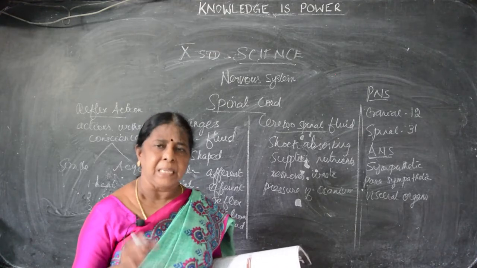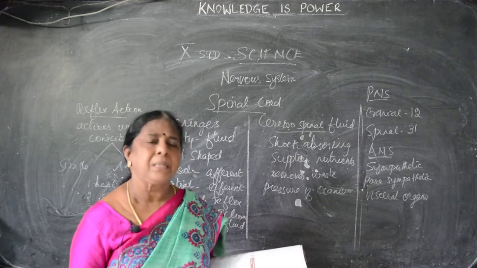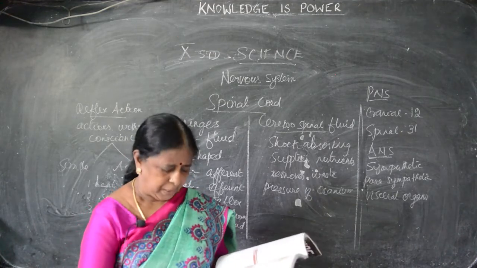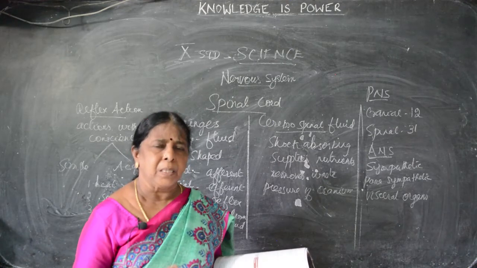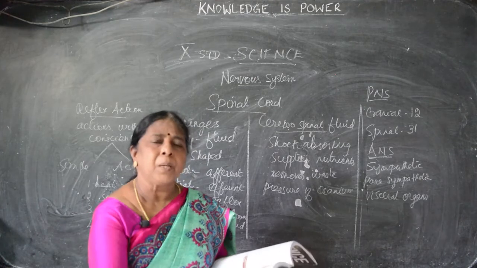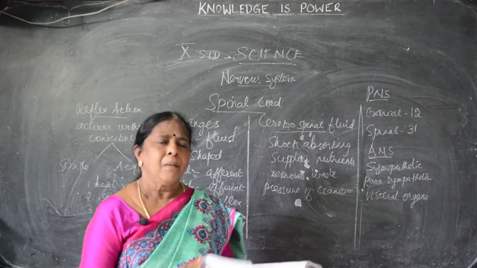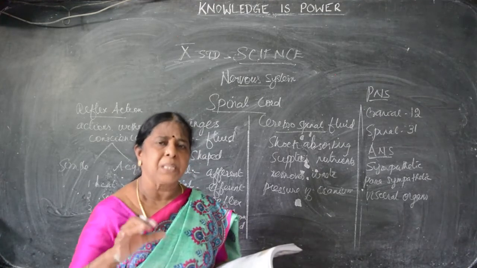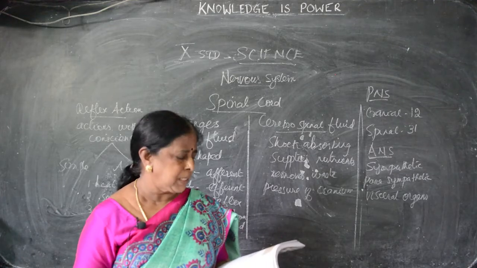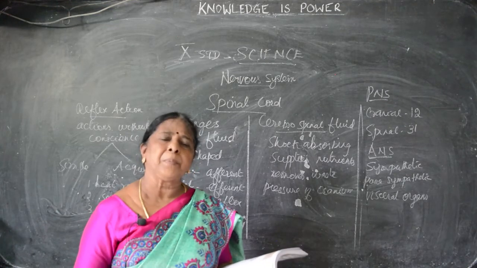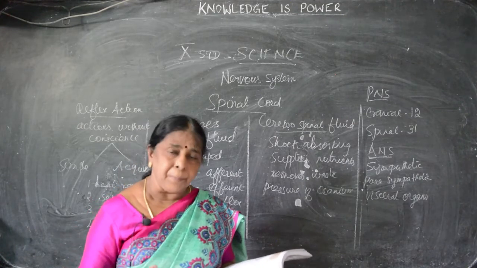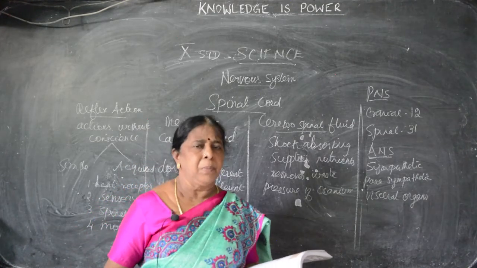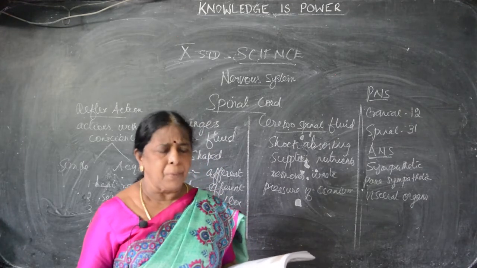Brain is covered by three covers, I said: dura mater, arachnoid membrane, and pia mater. Dura mater is the outer membrane, arachnoid membrane is the middle membrane, and pia mater is the inner membrane. All the three covers together are known as what? Meninges. Structure of the brain. What are the parts? Cerebrum, cerebellum, medulla oblongata, and pons.